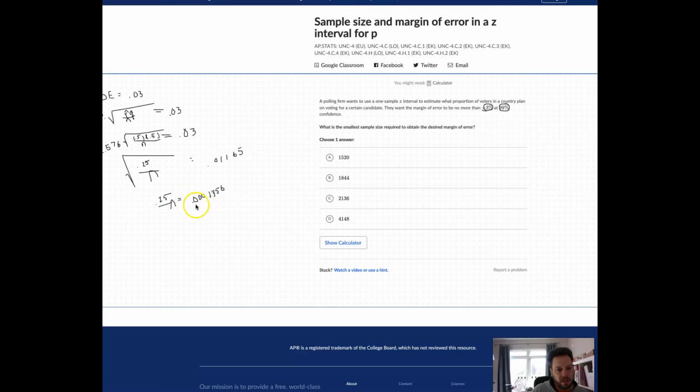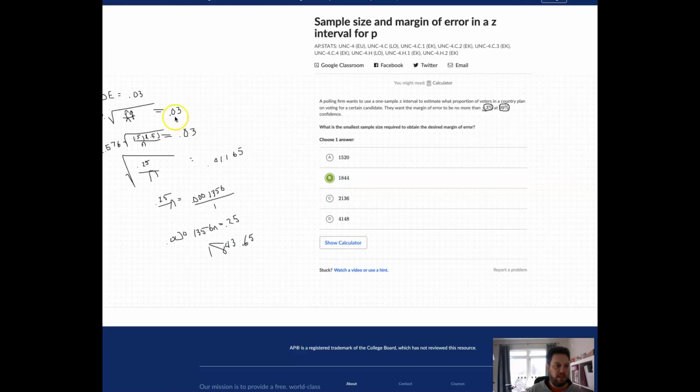0.0001356. And then, so again, you can think about this as being over 1 and then cross multiply. So 0.0001356 n equals 0.25. And then divide by the 0.0001356. So you're going to do 0.25 divided by 0.0001356. And so I get 1843.65. And then I'm going to round up to the next number.